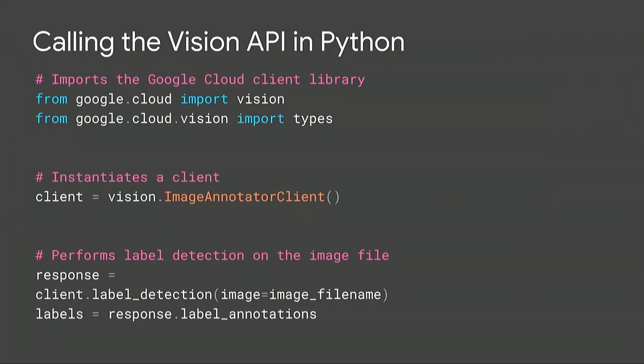So it's just a REST API. You can call it in any language. I've chosen to include a Python example here. We have many client libraries to help you access these APIs in your favorite languages. So here we're using the Google Cloud Vision module for Python. We're creating an image annotator client, and then we're running label detection and analyzing those responses.